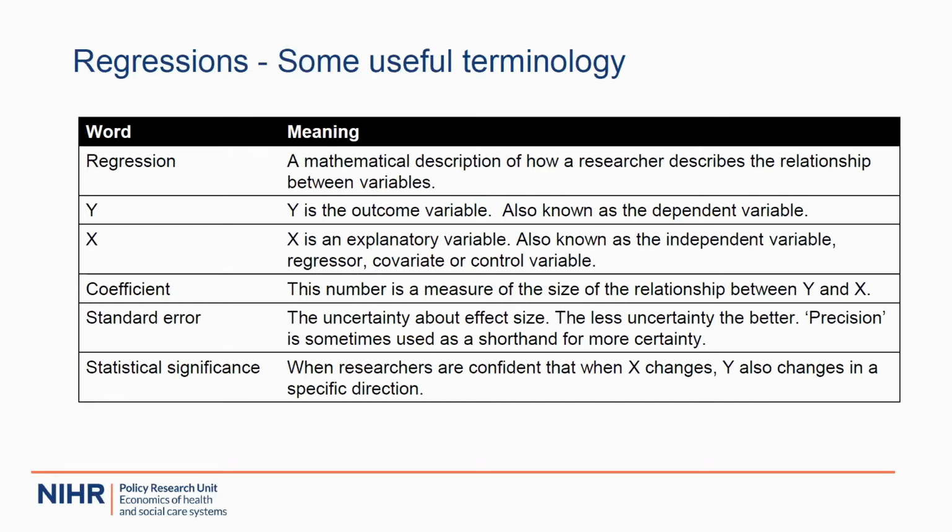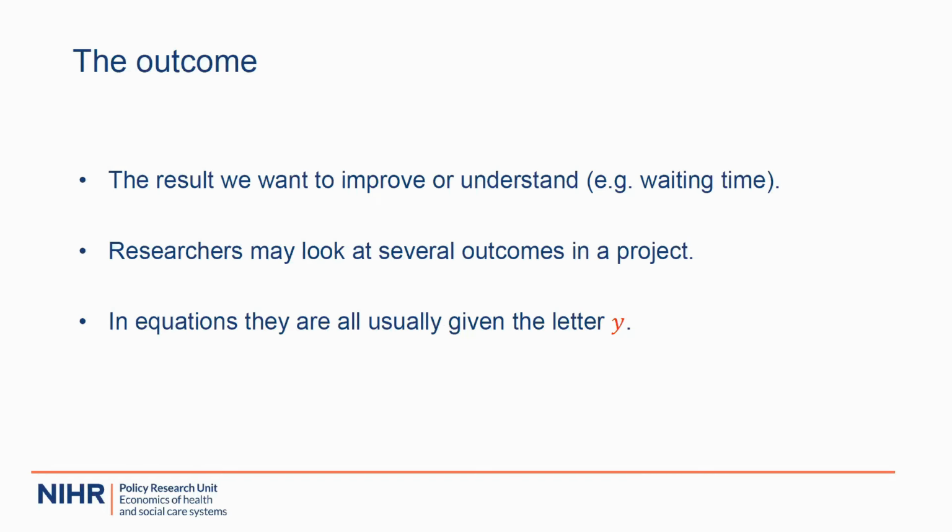And finally, putting together the coefficient and the standard error, we get this idea of statistical significance. And that is a shorthand for saying we are reasonably confident, or pretty confident, that when X changes, Y also changes. And as I've mentioned in the previous session, being confident that when X changes, Y also changes doesn't necessarily mean that if X changes, Y must change, that X causes a change in Y. It's just an association.